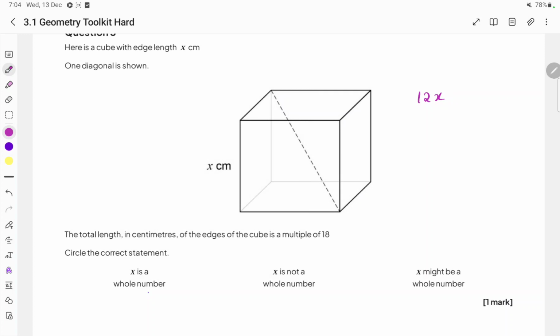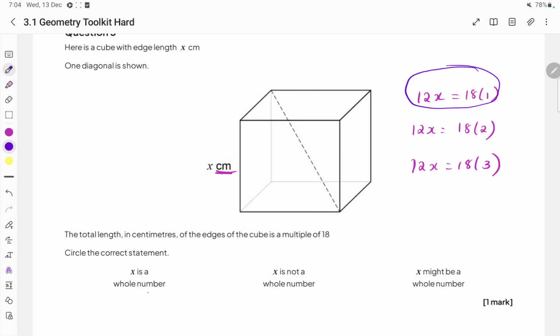So the total length in centimeters, this is also in centimeter only, of edges of a cube is a multiple of 18, they are telling. Multiple of 18 means it can be 18 into 1, 12x can be 18 into 2, 12x equal to 18 into 3. Multiple of 18 means 18 tables. Suppose if I equate this one, 12x equal to 18, what is the value of x?